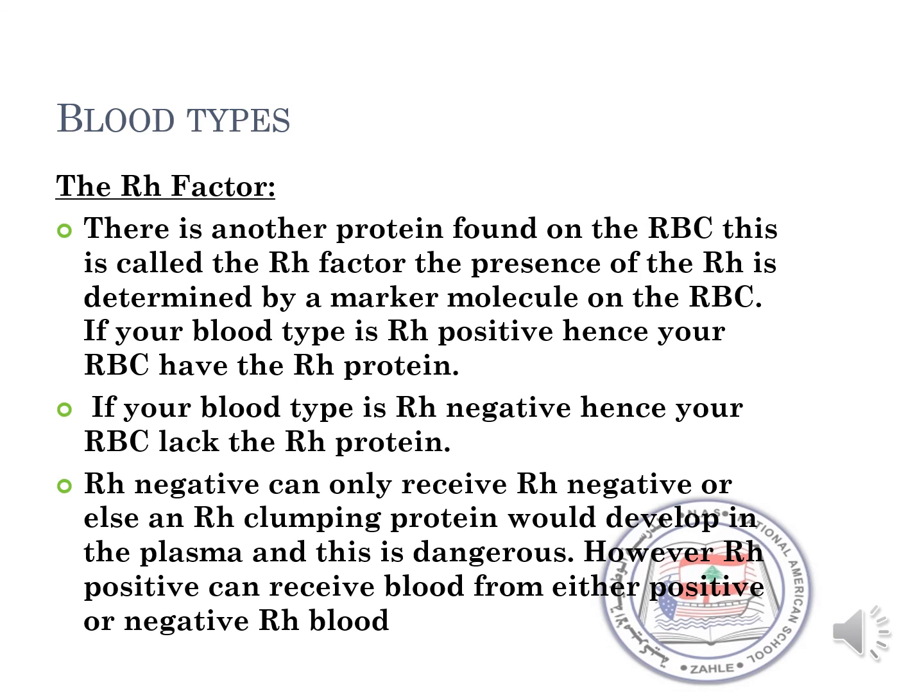The Rh factor. There is another protein found on the red blood cells called the Rh factor. The presence of the Rh is determined by a marker molecule on the red blood cell. If your blood type is Rh positive, hence your red blood cells have the Rh protein. If your blood type is Rh negative, hence your red blood cells lack the Rh protein. Rh negative can only receive Rh negative blood, or else a clumping Rh protein would develop in the plasma, and this is dangerous. However, Rh positive can receive blood either from positive or negative Rh blood.